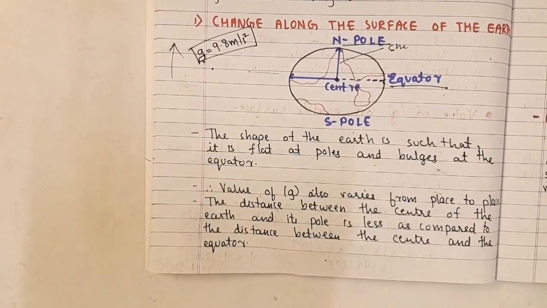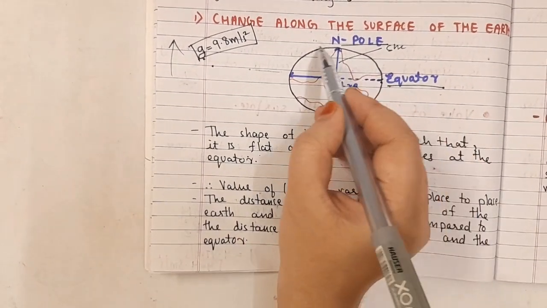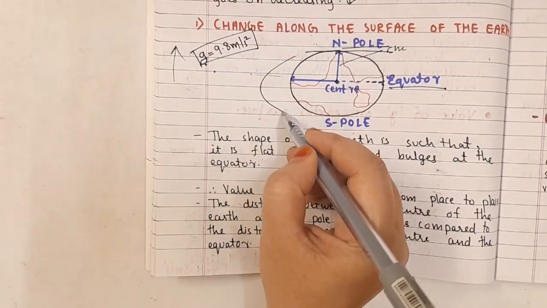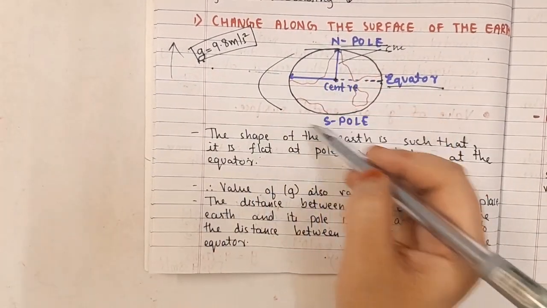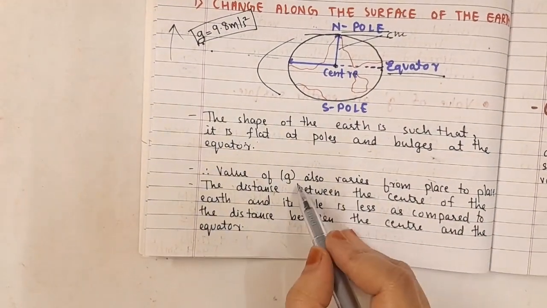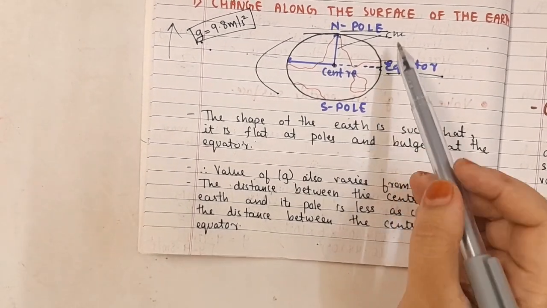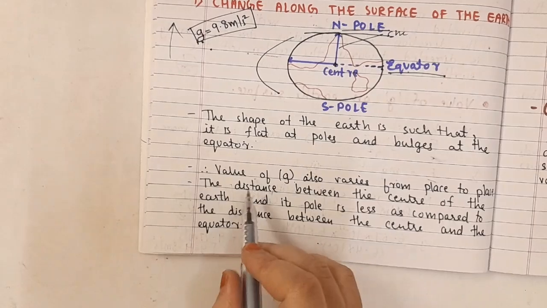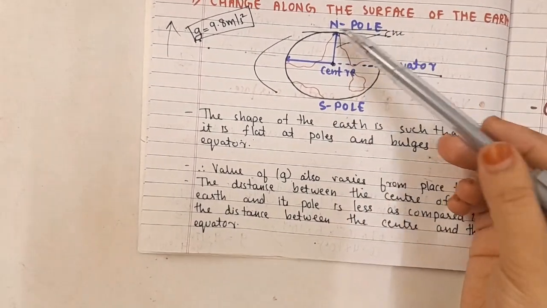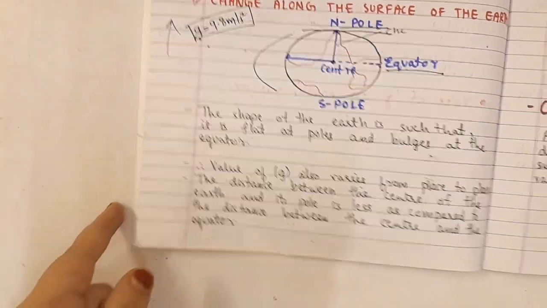Now the shape of the earth is such that it is flattened at the poles and it bulges at the equator. You can see here it bulges at the equator and it is flattened at the poles. Therefore the value of g varies from place to place. So it is different for the equator and different for the poles. The distance between the center of the earth and its pole is less as compared to the distance between the center and the equator.